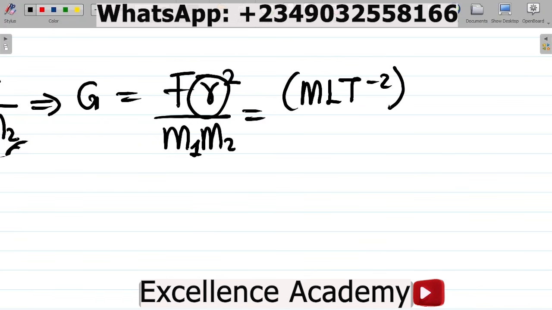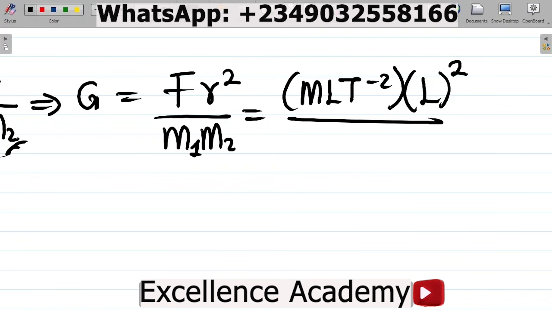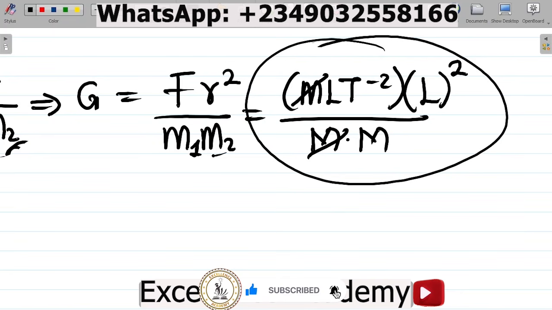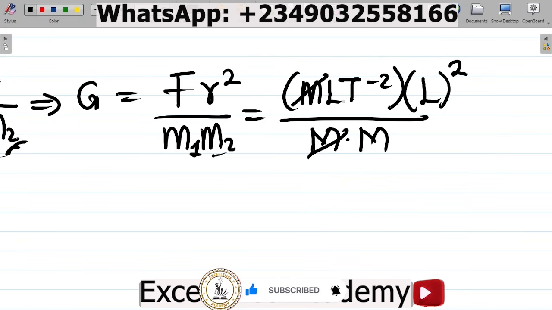When it comes to R, we said R is distance, and distance is simply a length. That becomes L. Now distance is squared, so it becomes L squared all over M1, your first mass, so capital M, times M2, the second mass, so just keep it as M. Now, working on this, M will cancel M. By the way, I've also explained this under the topic called dimensions or dimensioning, also on this YouTube channel. Please check the JAMB playlist.